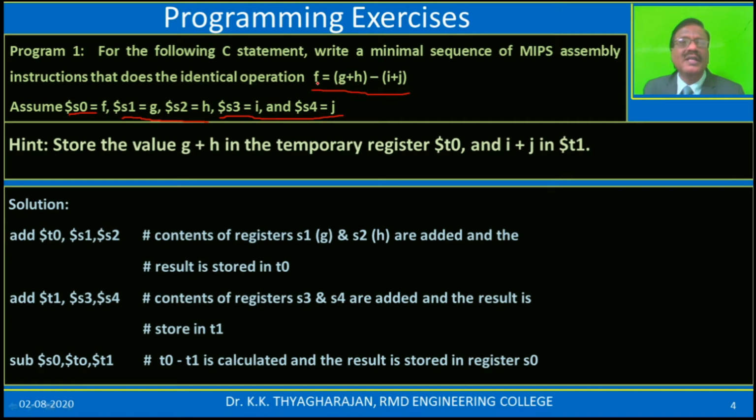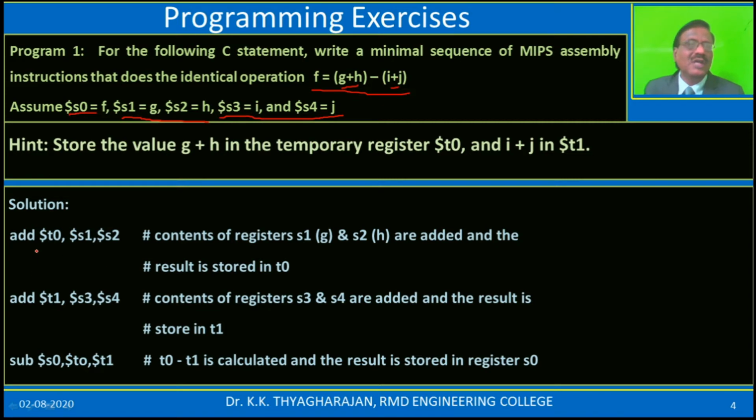So the result F should be stored in S0 and G plus H we have to calculate. That may be stored in a temporary register, and I plus J should be calculated. That may also be stored in a temporary register. Then those two may be used for subtraction, right? So you need one addition instruction, then another addition instruction, then a subtract instruction.